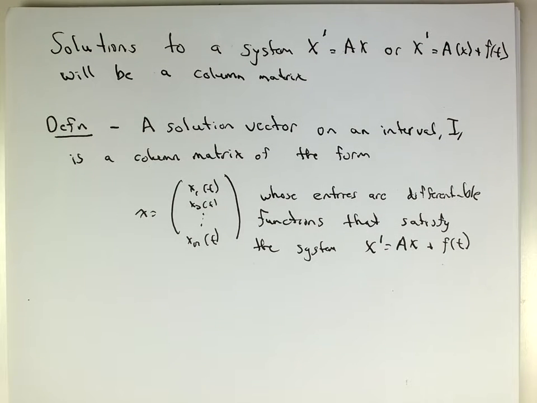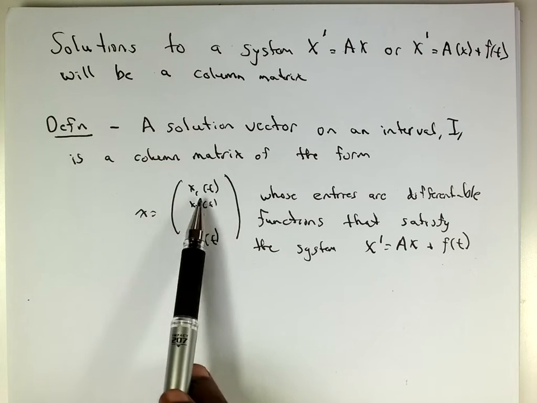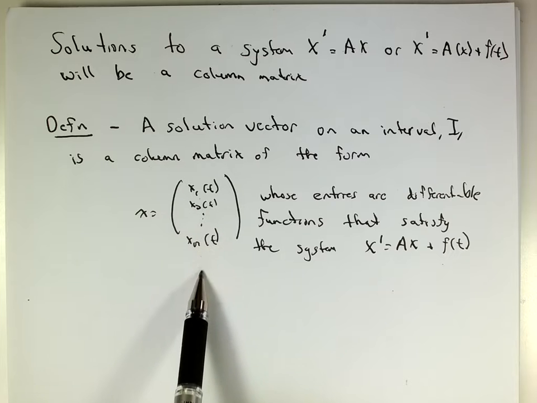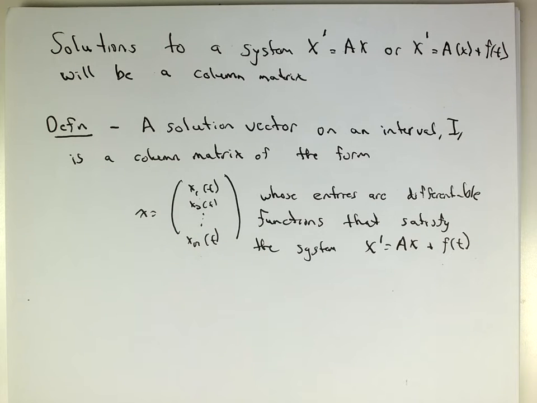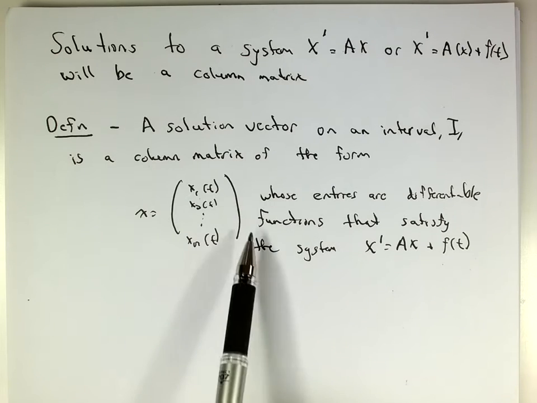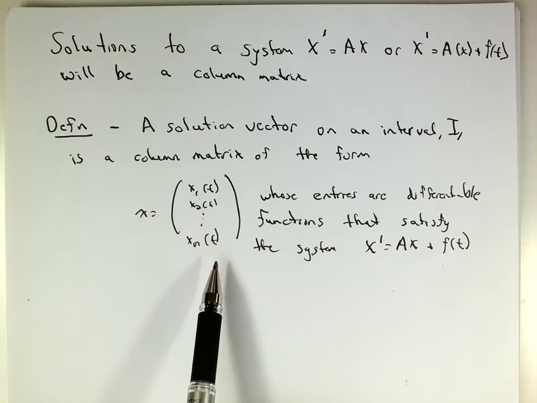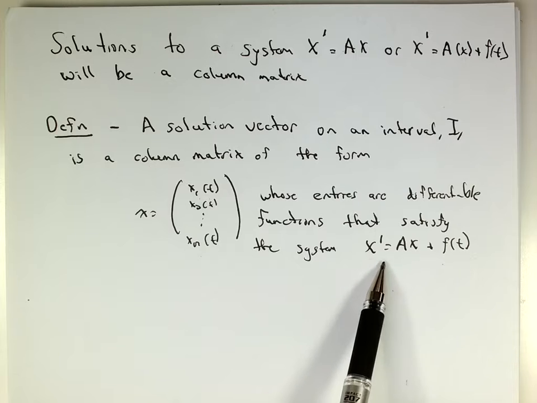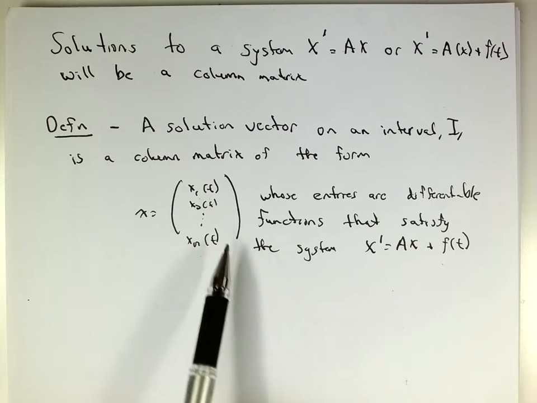So our solutions to the system, x prime equals Ax or x prime equals Ax plus f of t, will be a column matrix. So the definition is, for a solution vector on an interval I is a column matrix of this form. So x is equal to x1 of t, x2 of t, all the way down to xn of t. Just depends on how many unknowns we have. And these entries are all going to be differentiable functions, and they're going to satisfy the system x prime equals Ax plus f of t, and f of t can be 0 if it's homogeneous. But this will be the solution.